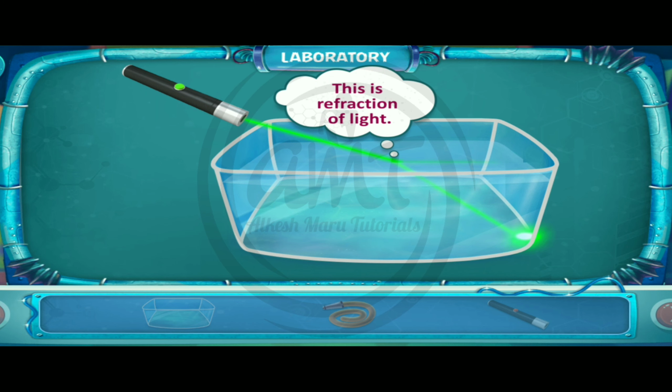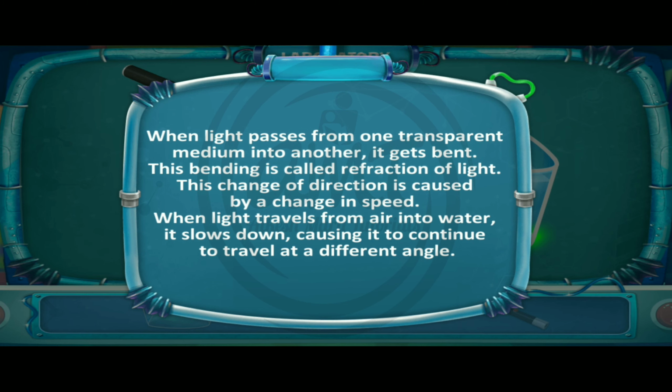Ray of laser beam got bent when it hit the water surface. This is called refraction. When light passes from one transparent medium into another, it gets bent. This bending is called refraction of light. This change of direction is caused by a change in speed. When light travels from air into water, it slows down, causing it to continue to travel at a different angle.